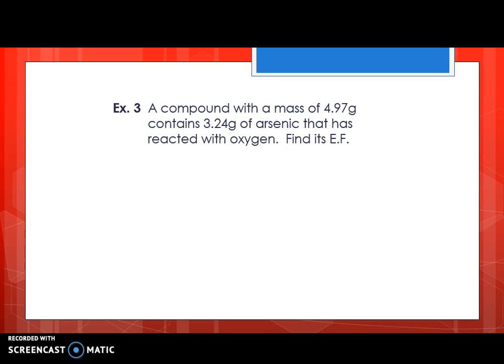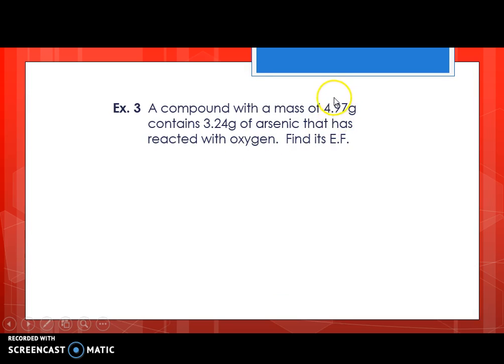Example 3. A compound with a mass of 4.97 grams contains 3.24 grams of arsenic that has reacted with oxygen. Find its empirical formula. Some of you are probably just going to want to jump right in and convert this to moles and go from there. Here's the only problem. Slow down. This says the compound has a mass of 4.97. This is how much arsenic I have. It never actually tells me how much oxygen.